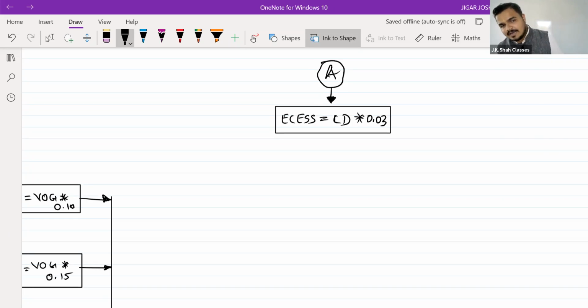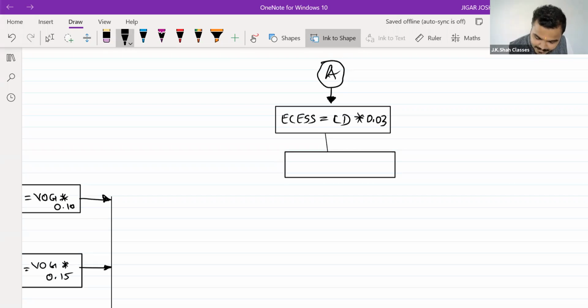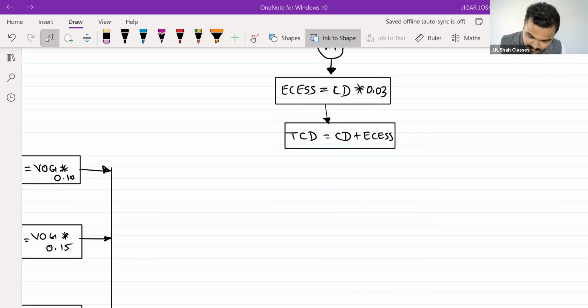So education cess we had calculated. Yes, sir. Then, sir, it would be the final cost of calculating TCD, total custom duty, is equal to custom duty plus education cess. Understood? Yes, sir. Any doubt, any queries, any confusion? No, sir.